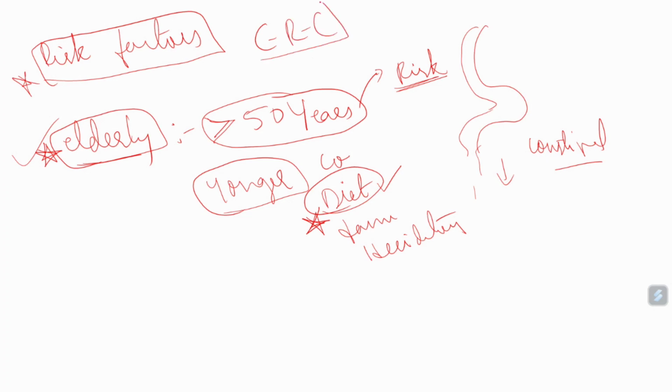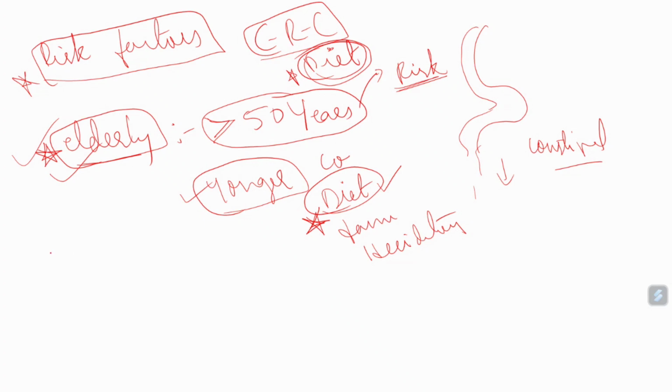colorectal cancer is mainly caused by diet. Colorectal cancer is mainly caused by diet. You have to remember this. I am focusing and stressing on this point because it's very, very important. In younger populations also, nowadays patients are getting colorectal cancer, because of unhygienic dietary habits. This is about age as one risk factor.